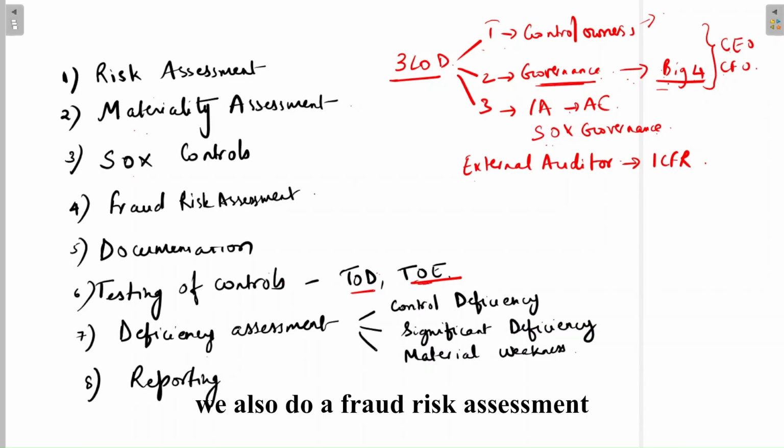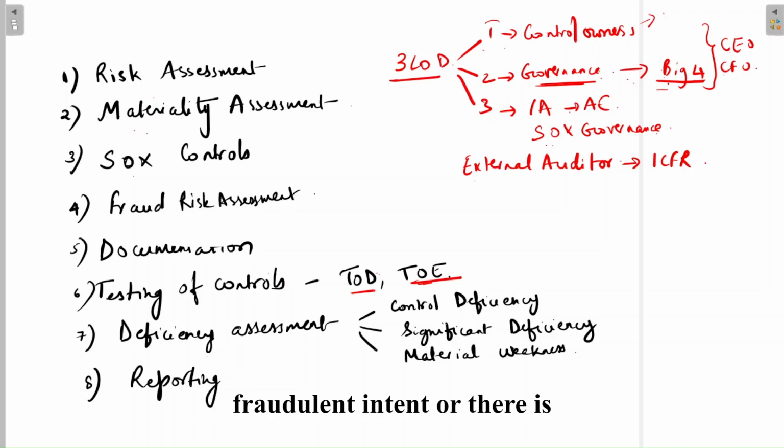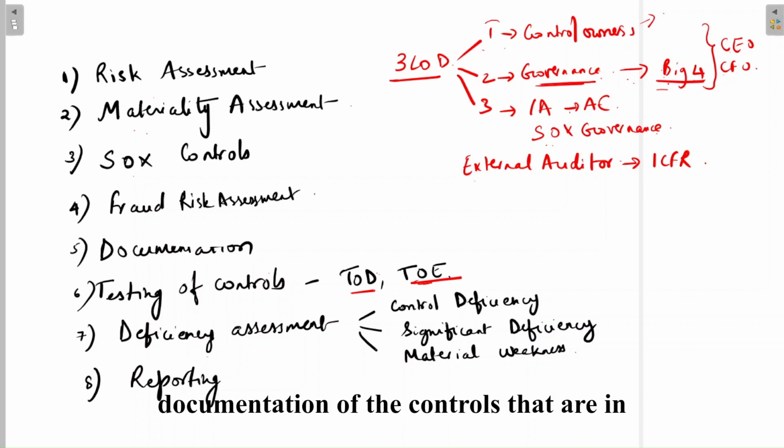Now we also do a fraud risk assessment because it is possible that though there are controls in place, there may be fraudulent activity, and this happens when the controls are bypassed or there's fraudulent intent or there is collusion among employees. So that is why fraud risk assessment is done, to identify such risks and test those controls without fail, because those could have a high impact on the overall financial reporting. Documentation comprises your process charts, narratives and all. So it is important for the organization to demonstrate the documentation of the controls that are in place.